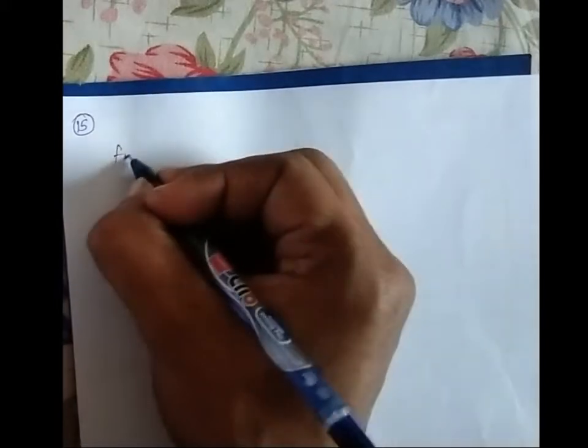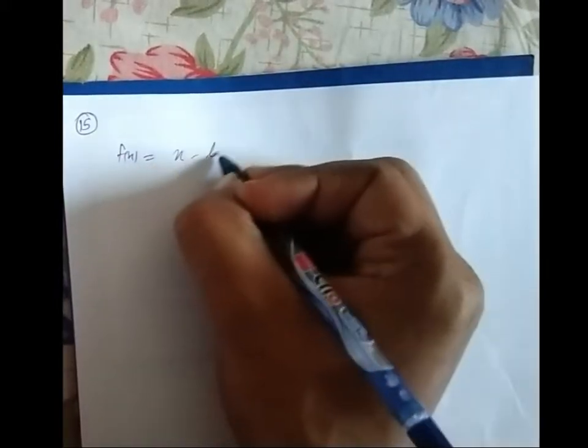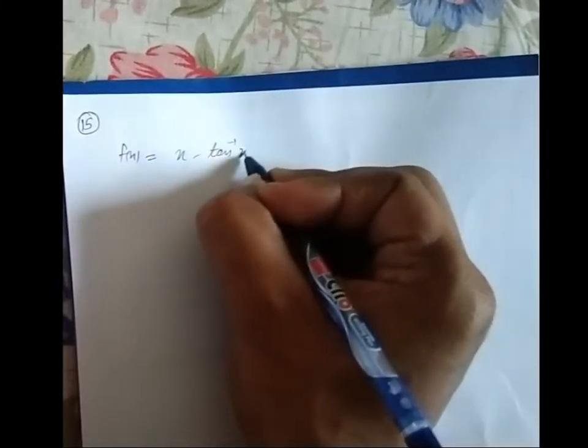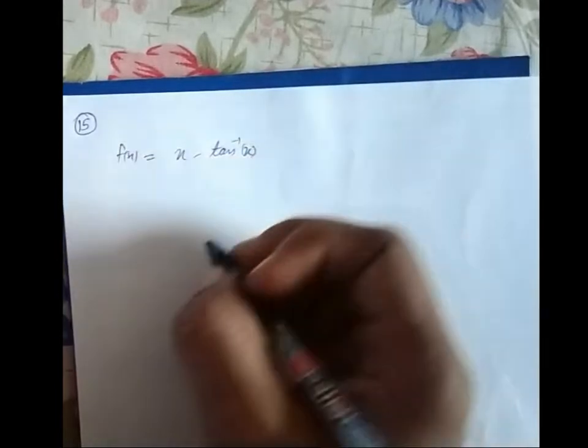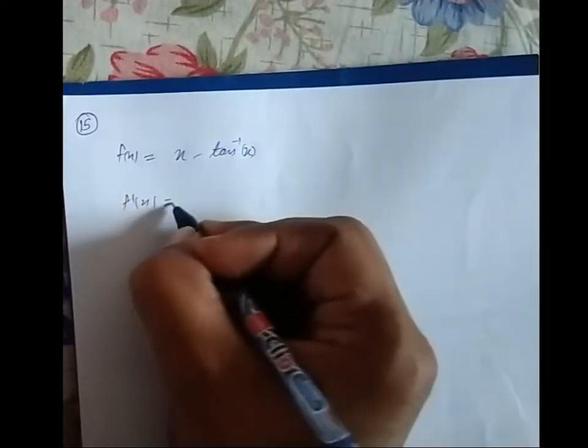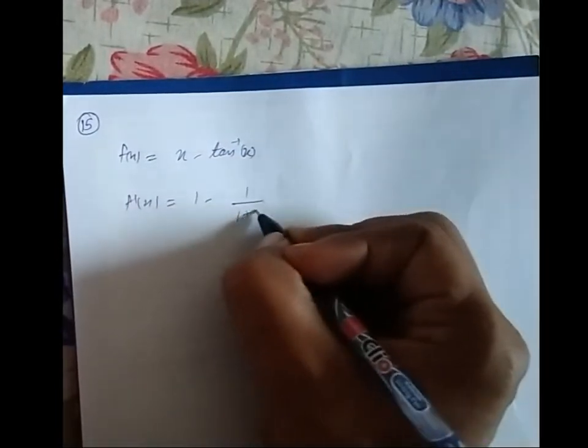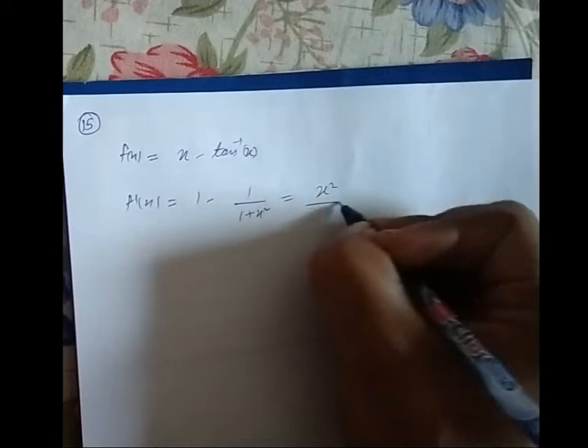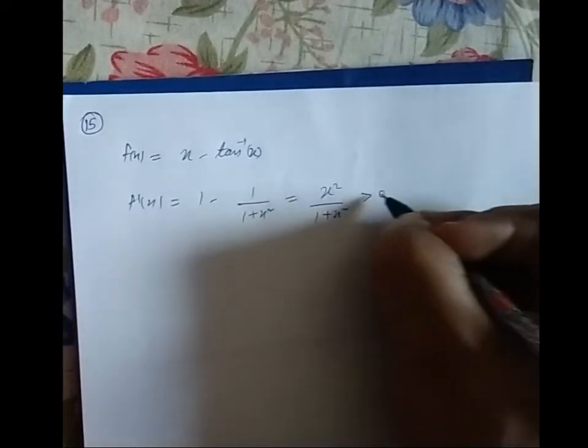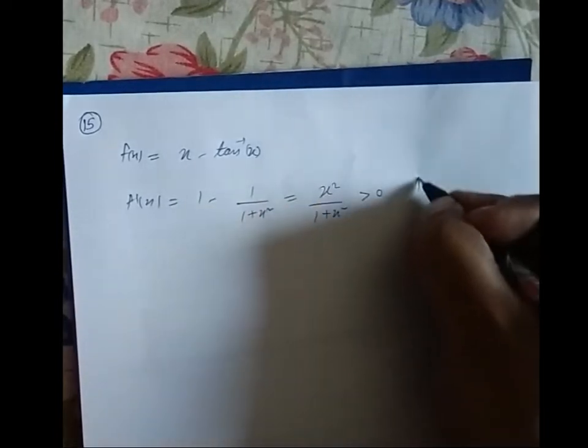So question number 15. Which of the following equations always hold good in 0 to 1? For the first part, let's assume f(x) is equal to x minus tan inverse x. Then f'(x) would be 1 minus 1 upon 1 plus x square, which is equal to x square upon 1 plus x square, which is greater than 0. So f increases in 0 to 1.